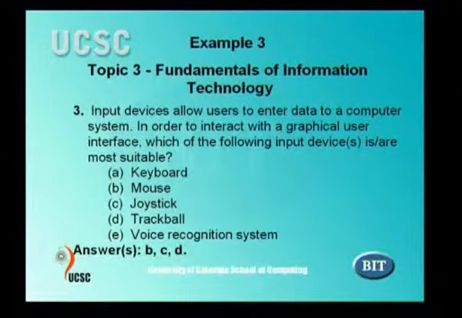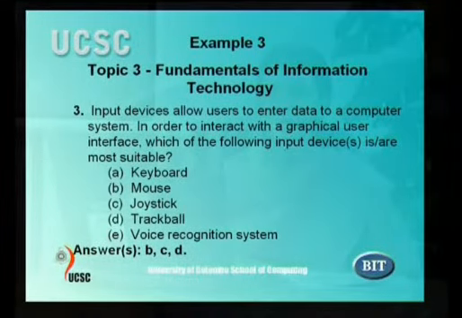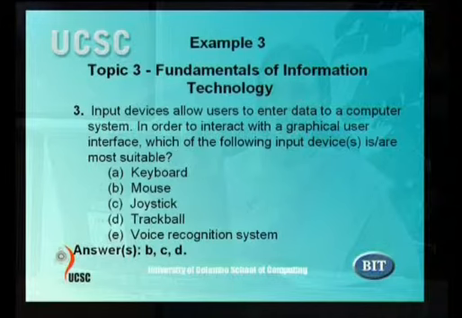That's right, it's related to fundamentals of information technology, which is topic 3. Let's look at the question. Input devices allow users to enter data to a computer system. In order to interact with the graphical user interface, which of the following input devices are more suitable? So there are again 5 choices.